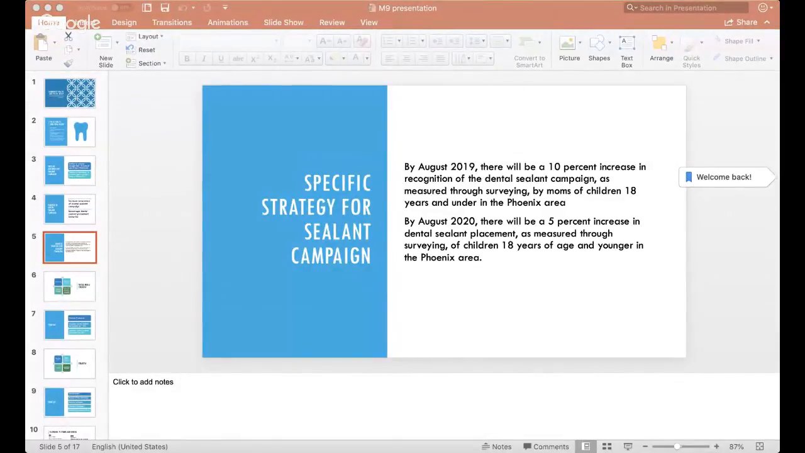So the specific strategy for dental sealants: by August of 2019, we hope to have a 10% increase in the recognition of the dental sealant campaign, as measured through surveying of moms or parents of children 18 years and under in the Phoenix area. And we also hope that by August of 2020, there will be a 5% increase in dental sealant placement, as measured through a surveying of children 18 years of age and younger. That's the goal.